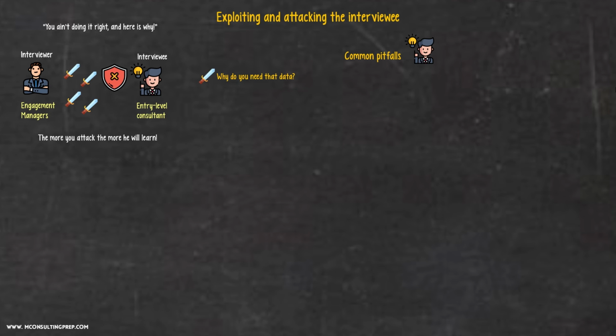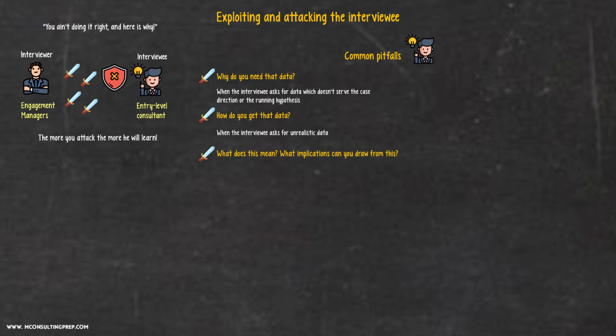Why do you need that data? When the interviewee asks for a piece of data which doesn't serve the case direction or the running hypothesis. How do you get that data? When the interviewee asks for an unrealistic piece of data. What does this mean? What implications can you draw from this? When the interviewee comes up with a cool insight but fails to link it back to the big case problem.